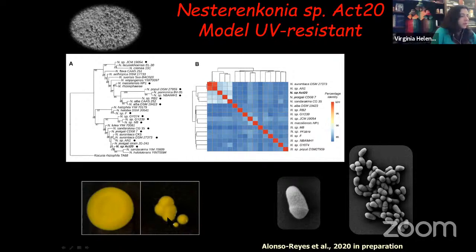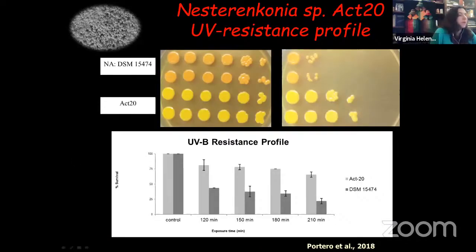This is the macroscopic aspect of the strain, and this is how you see it in scanning electron microscopy. Then we characterized it for UV resistance, and we compared it with the closest taxonomic strain, which is Nesterenkonia halotolerans. This is a very easy assay. These are spots of a diluted culture of Act20 and Nesterenkonia halotolerans. This is without exposure to UV, so this is a control. They both grow well in this media, but when we apply a certain dose of UV, then we see that Act20 is much more resistant.